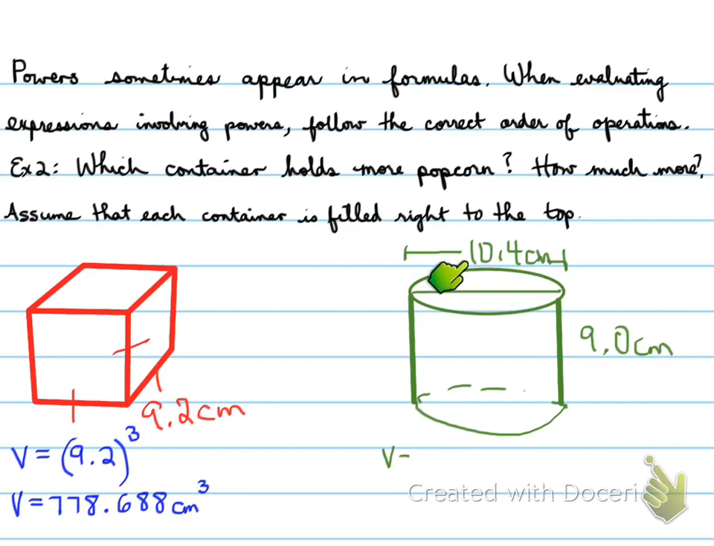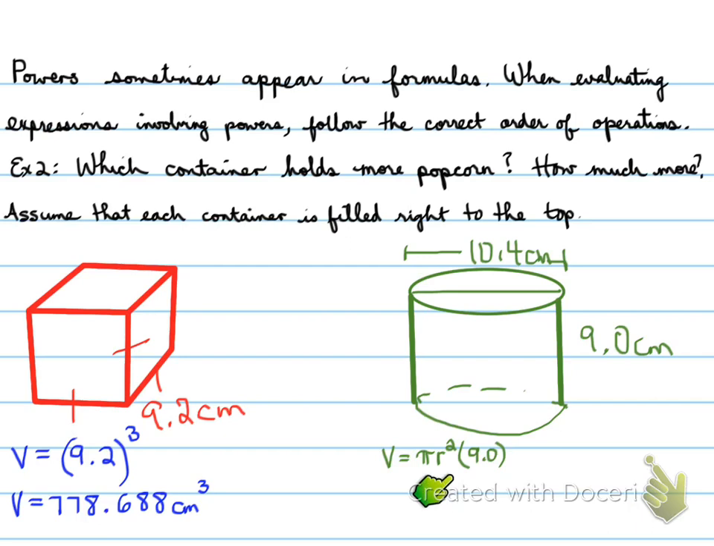So we need the area of this entire circle. The area of the circle is pi r squared, r being the radius. The diameter is 10.4, so the radius, folks, is 5.2. So volume is pi r squared times the height. The height is 9 centimeters. So one more time, this is the volume, pi r squared h, and we're going to replace h with the height, which is the stretch, 9.0 centimeters.